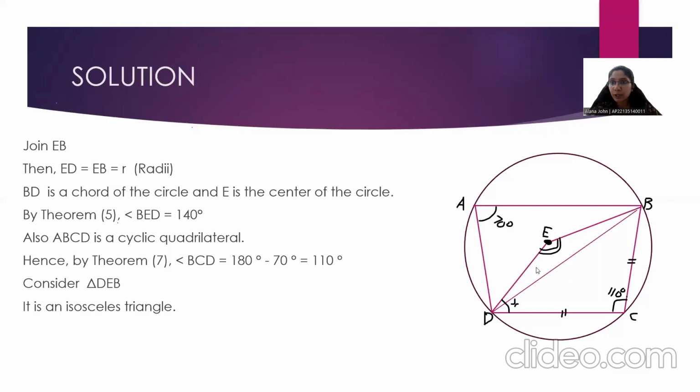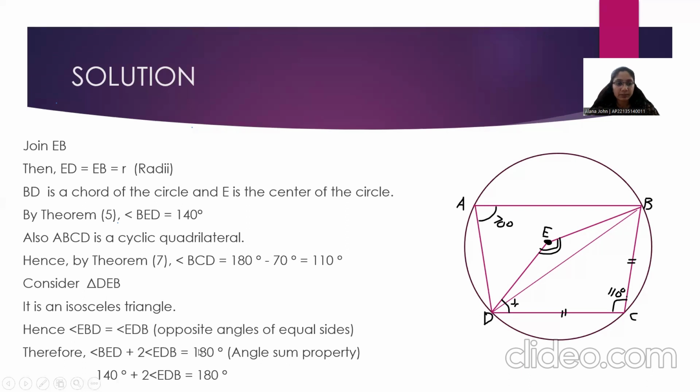Then we have the property of isosceles triangle that the angles opposite to the equal sides will be equal, right? Then which angles will be equal here? See, angle EBD will be equal to angle EDB. It's a property of isosceles triangle. Opposite angles to equal sides will be equal. Now we can simply apply the angle sum property. See, angle BED, which we got as 140 degrees, plus these two angles. These two angles are the same, so we can give the same name for both the angles.